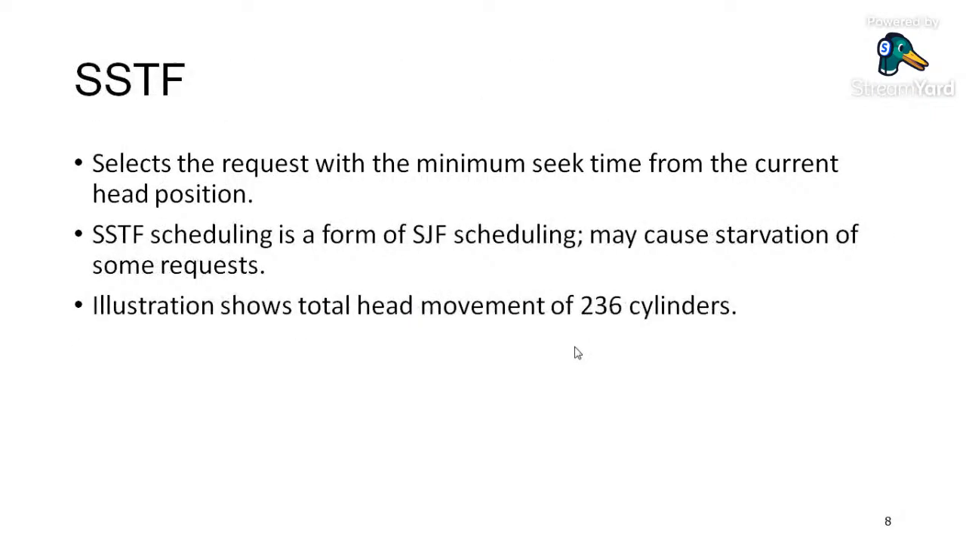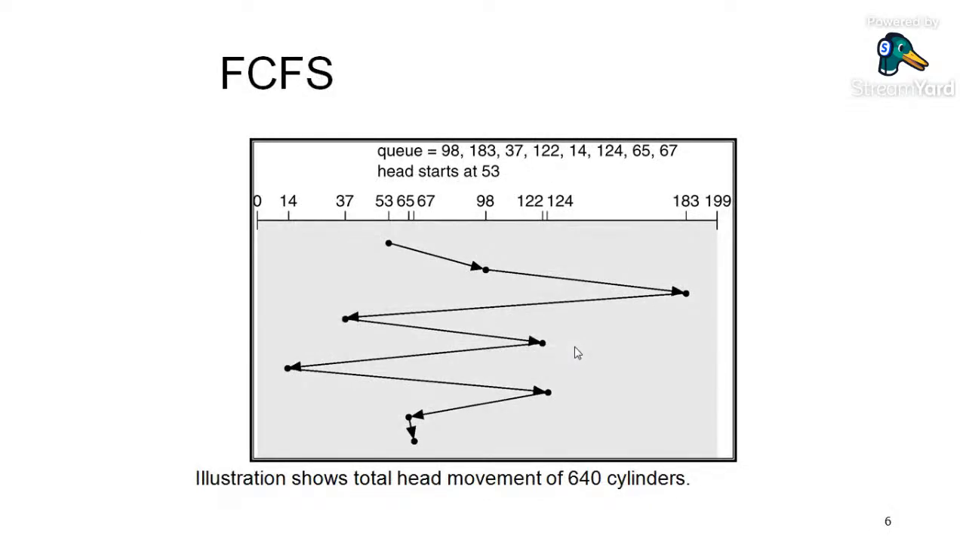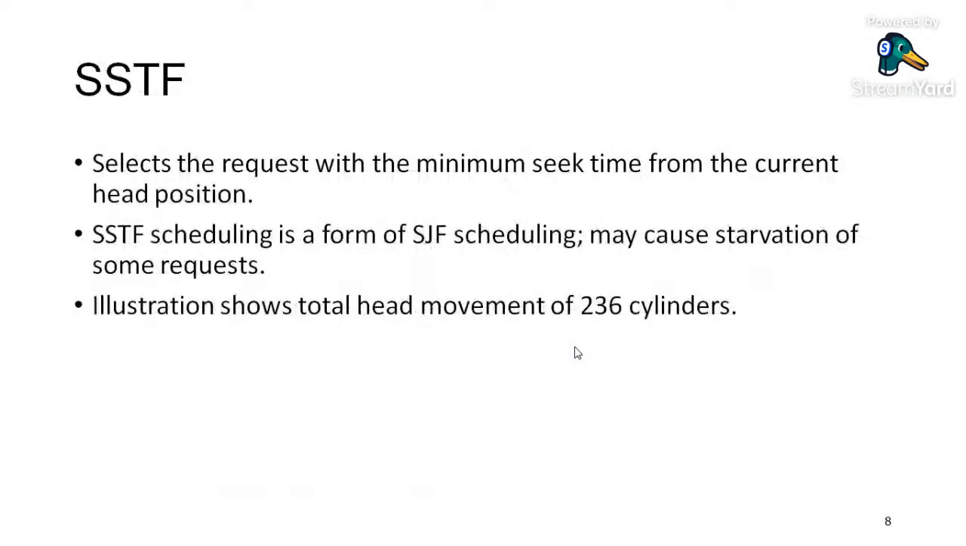Now, if you see the difference as far as the total head movement, in first come first serve the total head movement is 640, whereas here in the shortest seek time first, as the name itself indicates, SSTF, it is 236 cylinders.